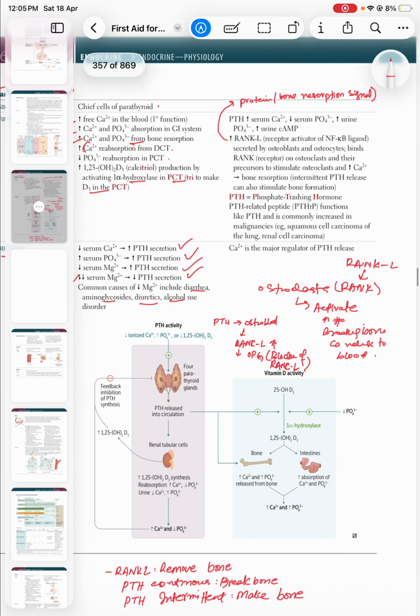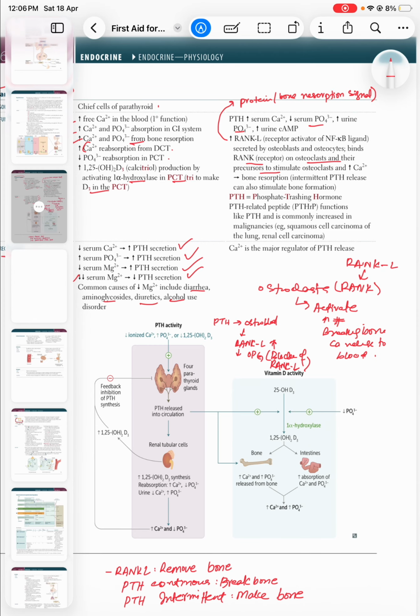Now here are the clinical notes of parathyroid hormone. So parathyroid hormone increases serum calcium, it decreases serum phosphates, and it increases urine phosphates, that is, it increases urine cyclic AMP. Now, how do bone resorption signals occur? So here we have RANKL. The sentence is: increased RANKL, receptor activator of NF-kB ligand, secreted by osteoblasts and osteocytes, binds RANK on osteoclasts and their precursors to stimulate osteoclasts and increase calcium.